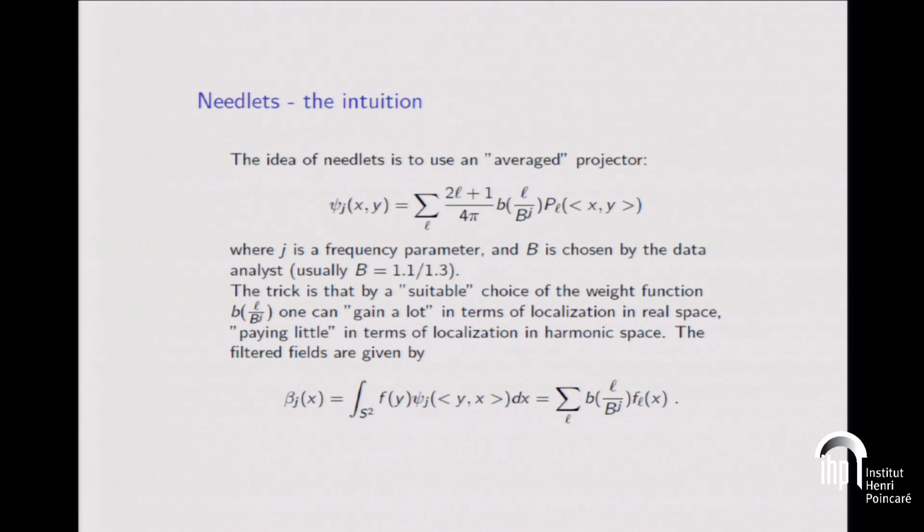So here there are just some technicalities. This single PL would project you on a single multipole, okay? You take an average of these PLs, okay? With some weight function B, L over B^j. So B, this capital B here, is nothing special. It's just a parameter that you can fix, that you choose. Say that it's 1.1. Larger than 1, it's a fixed parameter, okay? J is a scale parameter, so it's like a multipole. Really, B to the J is like a multipole, okay? So high J means high frequencies, small scales, okay? Low J, low frequencies, large scales, okay?